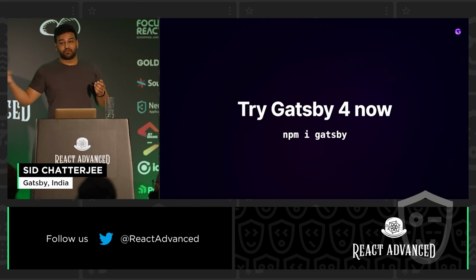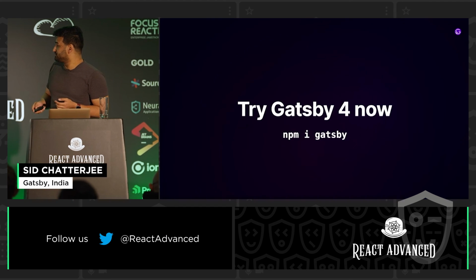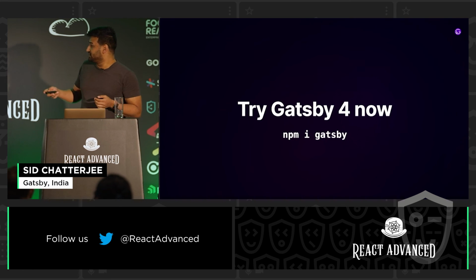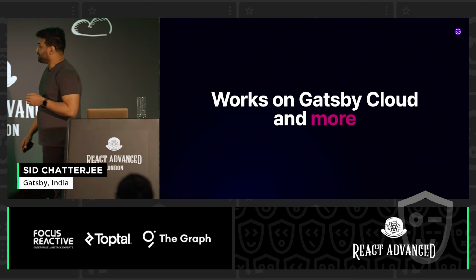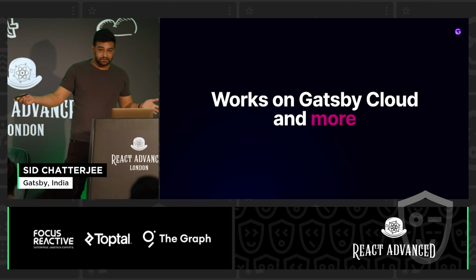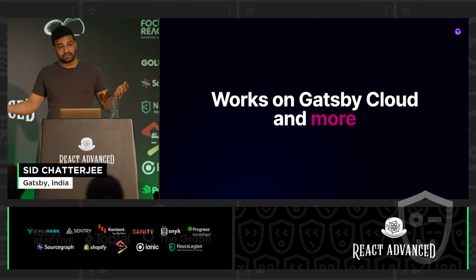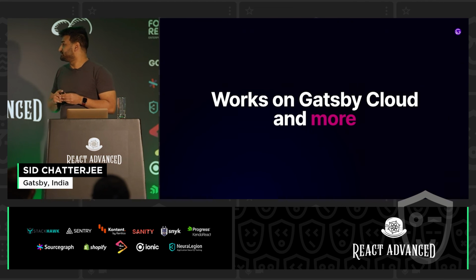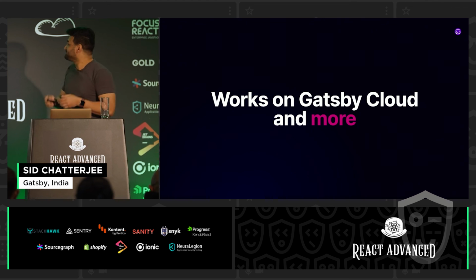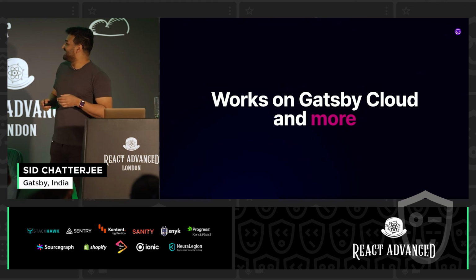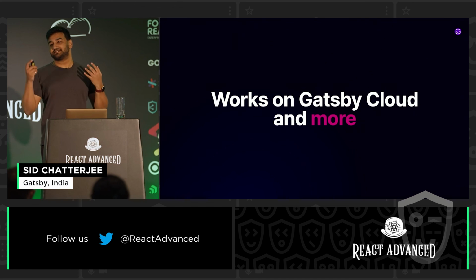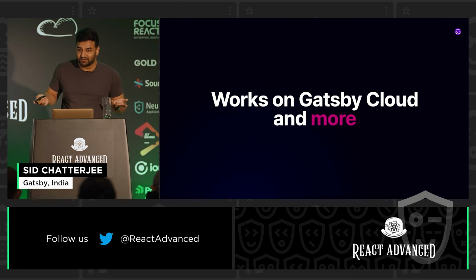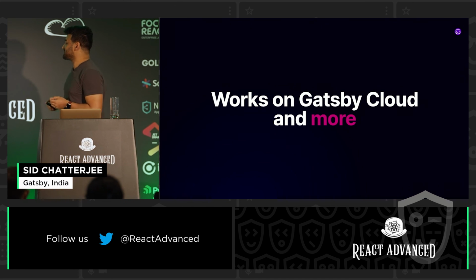You can try Gatsby 4 now. It came out yesterday, fairly well timed, I'd say. Just npm install gatsby, and you'll get Gatsby v4. And it works on Gatsby Cloud today. Works on other cloud platforms too. You know what I mean by that. But yeah, and to be fair, Gatsby is still open source. You can build your assets, deploy that code really anywhere you want, as long as you put in some work.